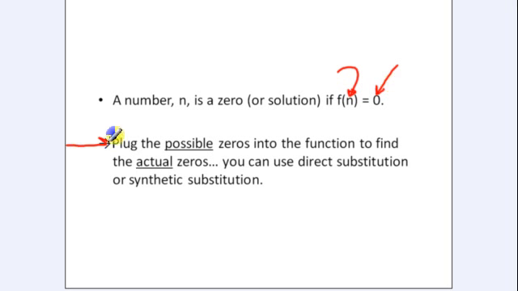To find the actual rational zeros from the list of possible rational zeros, we are going to plug the possible zeros into the function to find the actual zeros. You can use either direct substitution, where we just plug it directly in, see if it equals 0, or we can use synthetic substitution. Now, direct substitution is probably a little bit faster, but synthetic substitution will help us find other non-rational zeros. So I will usually do the synthetic substitution for that reason.